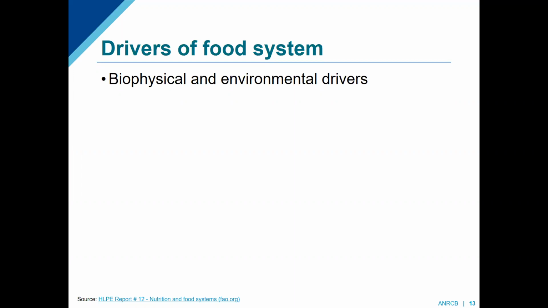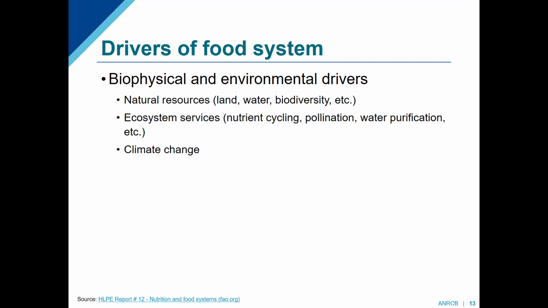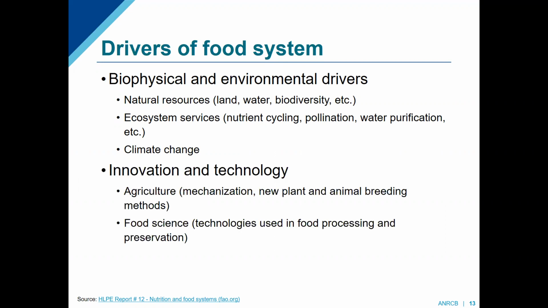So we can think about environmental drivers. These are things like natural resources, the quality of the land, of the soil, the fertility of the soil, water, biodiversity. There are drivers such as climate change that are affecting the food system in many sorts of ways. There are also many new technologies. Some are simple, some are more advanced. We have new varieties of crops, of seeds, new technologies such as mechanization that can improve agriculture.